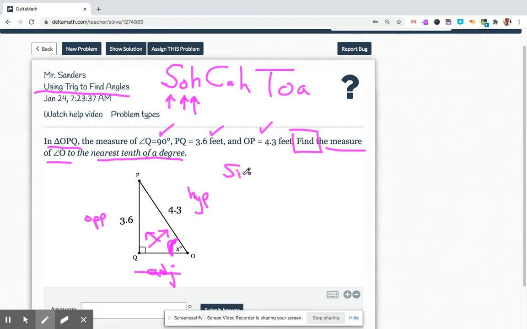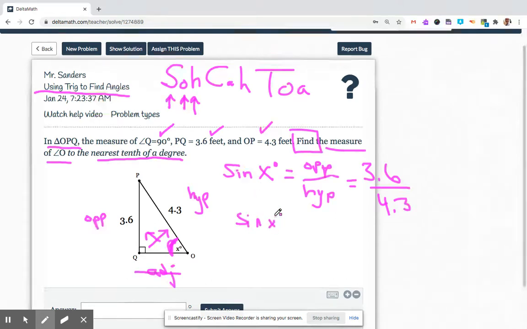So sine of, they're calling it x, so let's call it what they call it. Sine of x degrees is equal to opposite over hypotenuse. We have to use what they gave us to see which trig function it is. So we'll just plug things in. The opposite side is 3.6. The hypotenuse is 4.3. Now we have sine of x degrees is equal to 3.6 over 4.3.